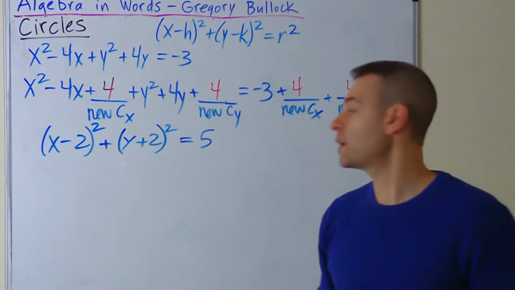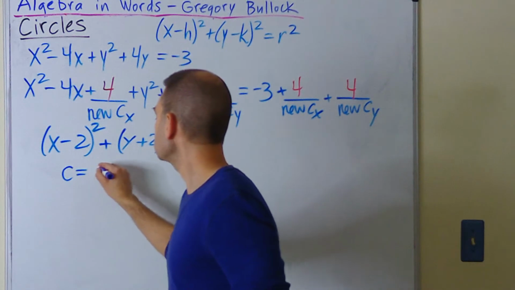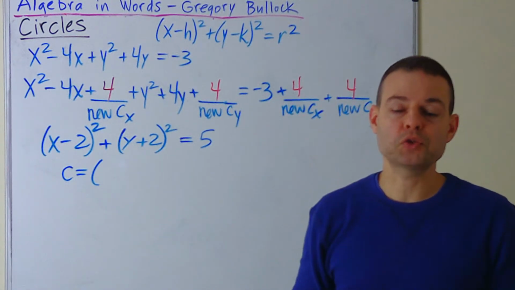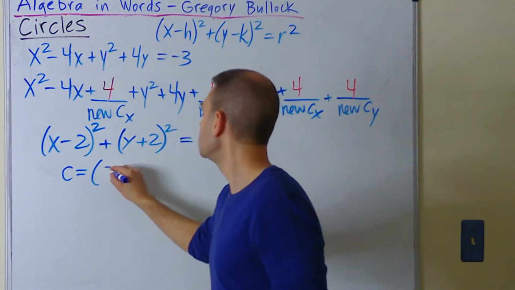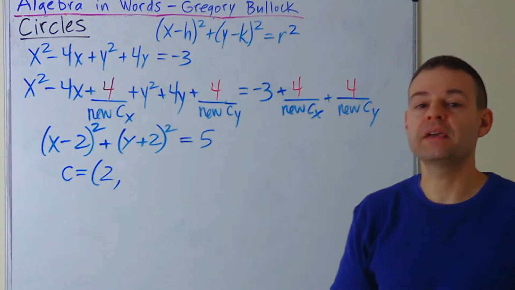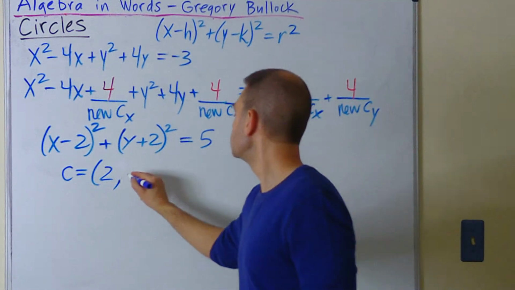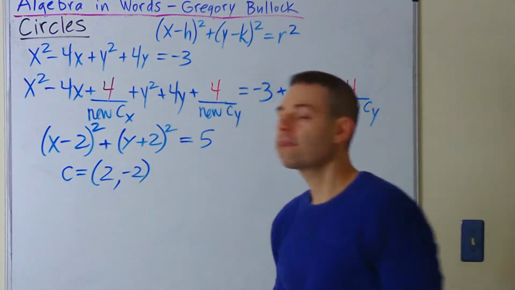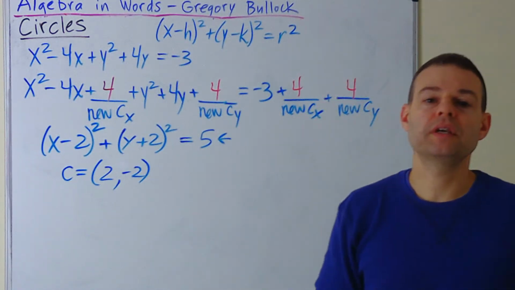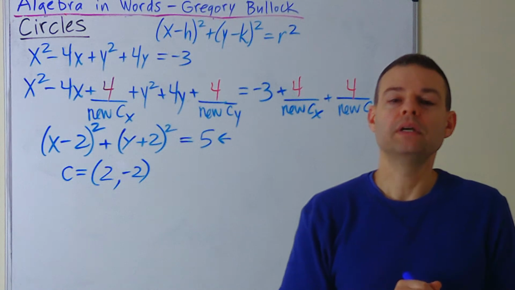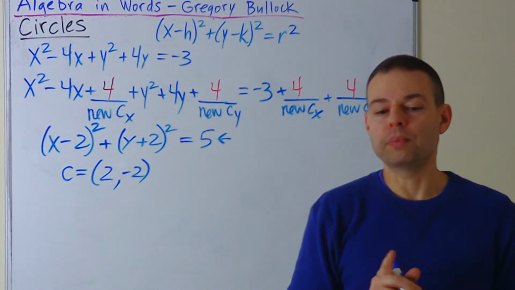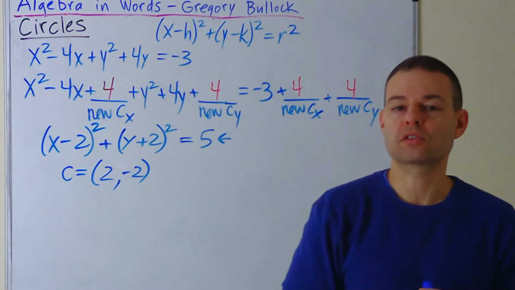So let's start with the center. Since this is x minus 2, then h will be positive 2. And since this is y plus 2, k is going to be negative 2. And what about the radius? Now this is interesting, and try not to fall into this trap. 5 is not a perfect square. But what you have to remember is we still have to take the square root of it.